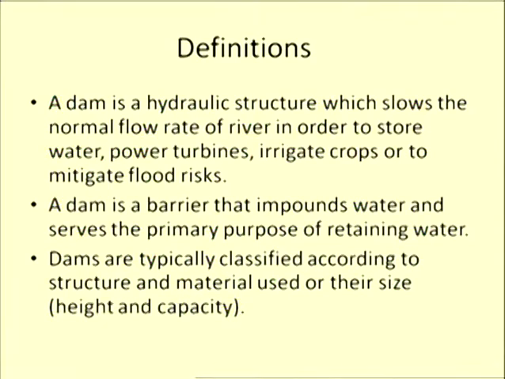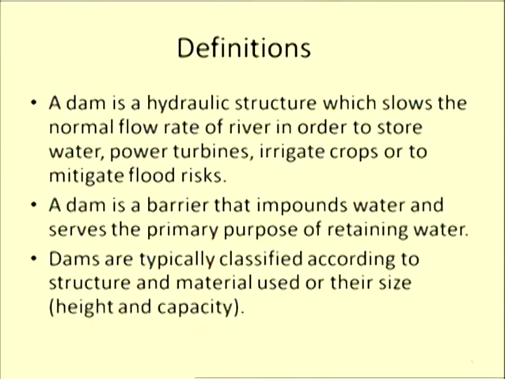which slows the normal flow rate of a river, or any channel carrying flow. If we obstruct it, it would reduce or retard the flow rate in order to store water, or divert water for turbines, or divert water for irrigating the crops, or sometimes to mitigate the flood risk in the channel or for the cities, towns and villages on the banks of the channel. So that is the basic purpose for which we are constructing dams all over the country.